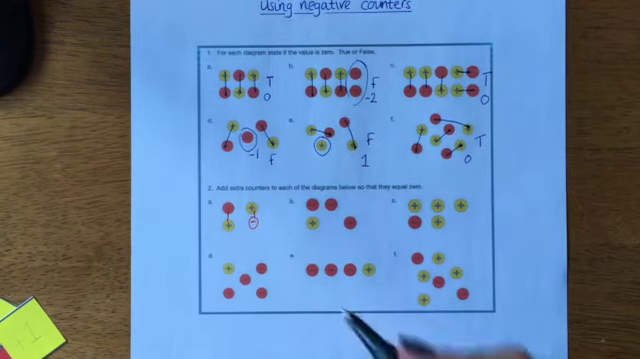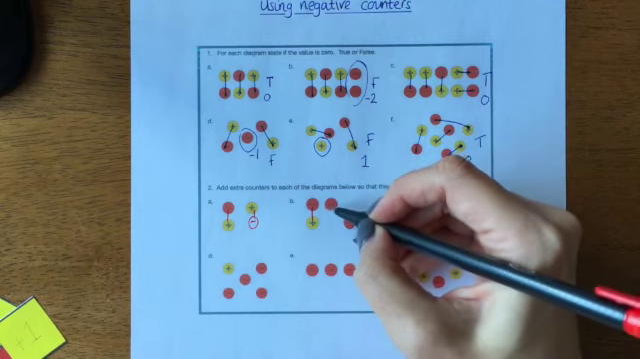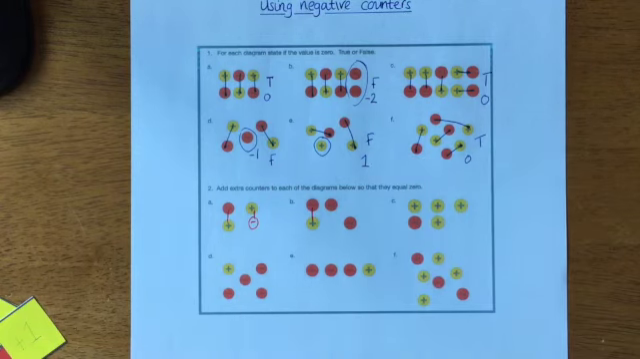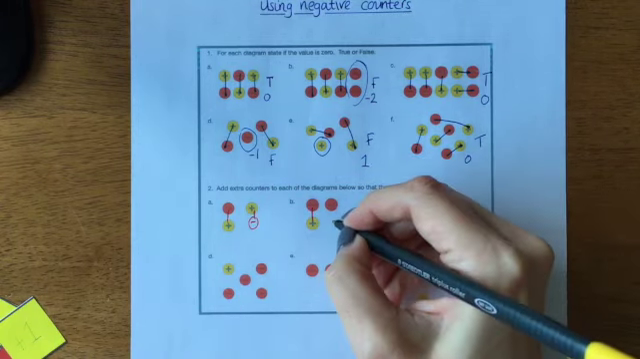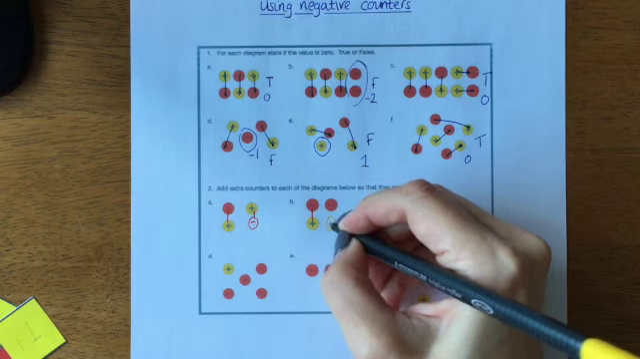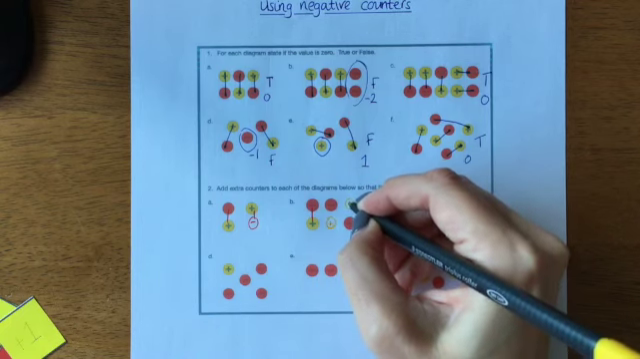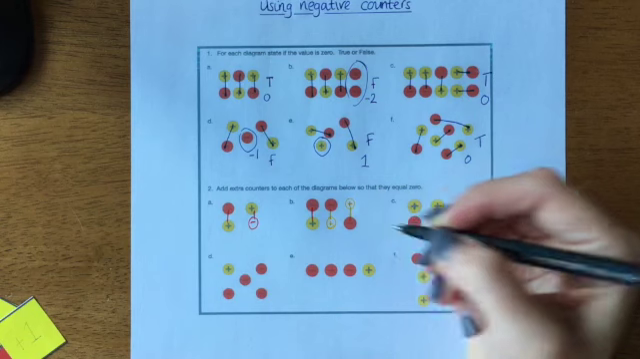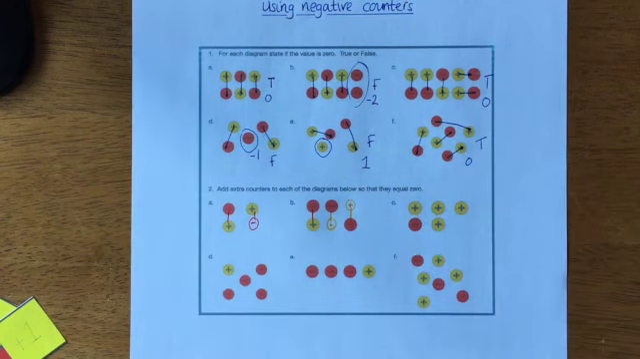Let's have a look at the next one. I've got a positive and a negative. I've got 2 negatives left. So to make that 0, I need the opposite, which is 2 positives. So they become a pair, and they become a pair, and it becomes 0. So I want you to pause the video again, and have a go at these 4.